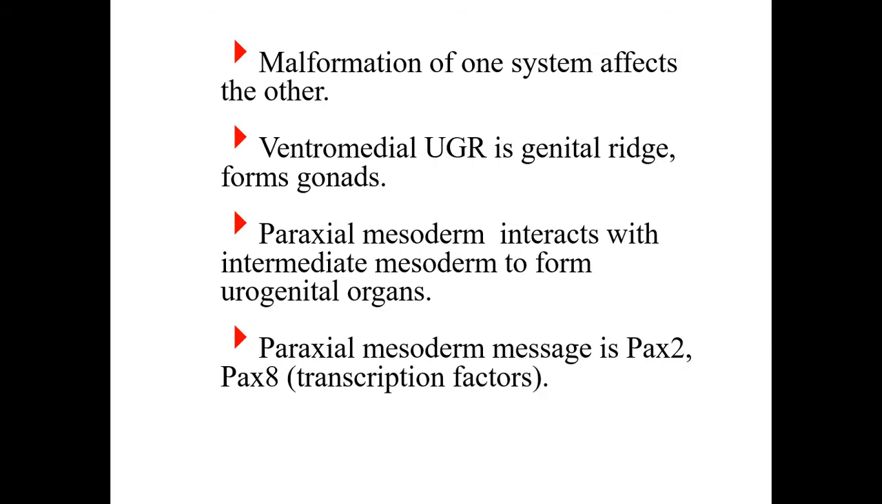And the ventromedial urogenital ridge, the genital ridge, forms gonads, and the dorsolateral will form the urinary organs. It is to be noted that it's the paraxial mesoderm which interacts with the intermediate mesoderm to form the urogenital organs. And the paraxial mesoderm releases PAX2 and PAX8. These are the transcription factors, PAX2 and PAX8, factors from the paraxial mesoderm which stimulate or interact with the intermediate mesoderm to form the urogenital organs.